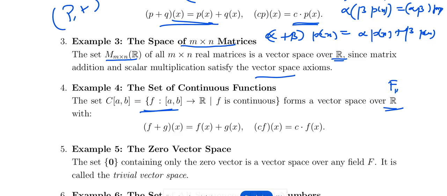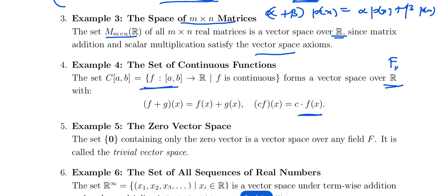Then cf of x is c into f of x. This is addition, and this is multiplication; we have defined scalar multiplication. So under this addition and scalar multiplication, the 9 properties are satisfied. So C of a comma b under plus is an Abelian group and satisfies the 4 properties of scalar multiplication. Therefore this set of continuous functions is an example of a vector space. And the zero vector space.